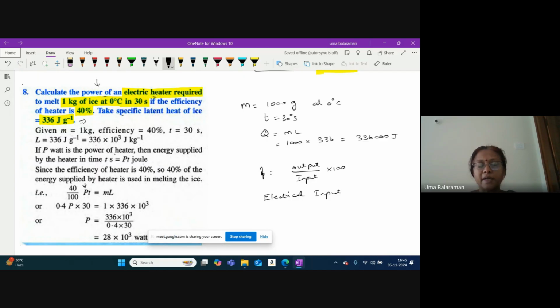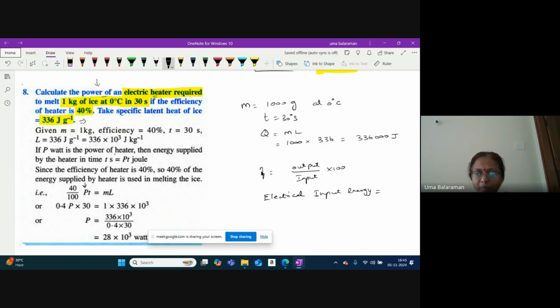What is the power of the electric heater? You have to design an electric heater which satisfies your condition. Electrical input energy: only 40% is getting converted. Electrical output energy is 40% of input energy. 40% of P into T.